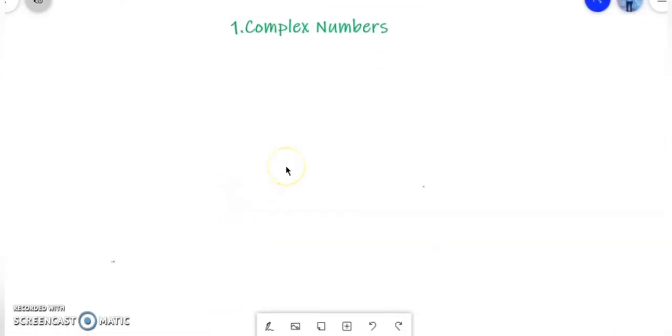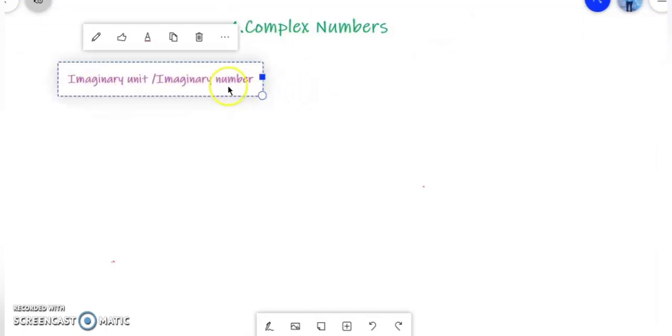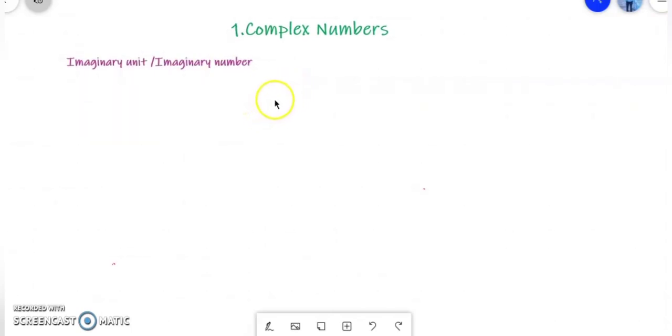So let us start the discussion on complex numbers. We shall first try to understand what a complex number is. To understand the definition of a complex number, we should know a few more preliminary things, like the imaginary unit or imaginary number. Now, what is an imaginary unit or imaginary number?